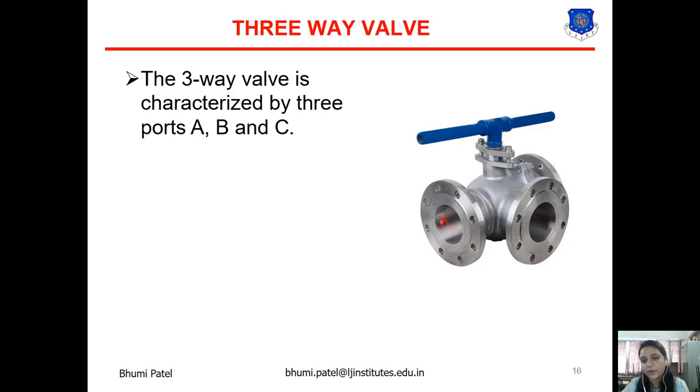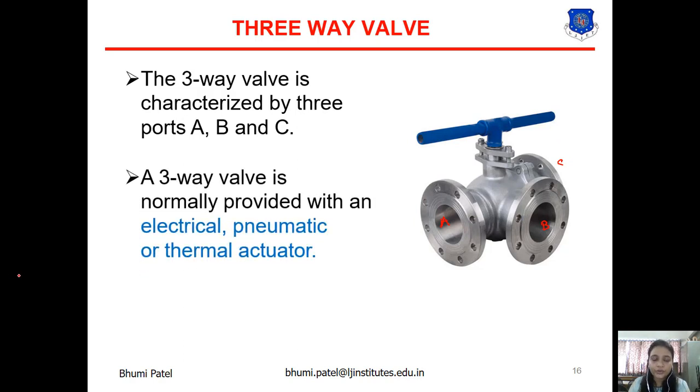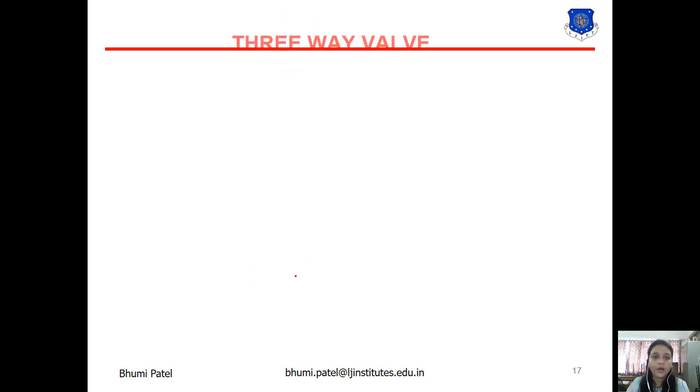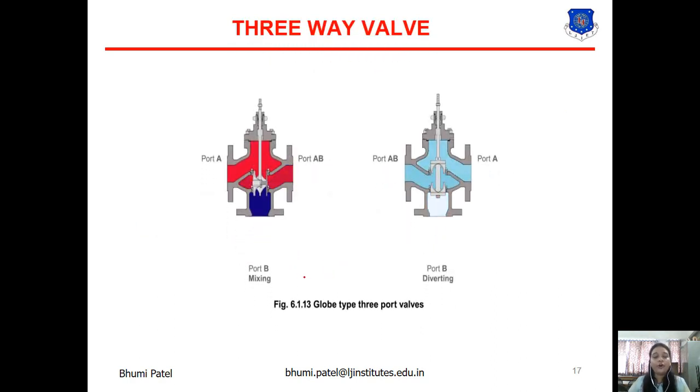Suppose this is port number A, this is port number B, and this is port number C. A three-way valve is normally provided with an electrical, pneumatic or thermal actuator. In the three-way valve, three types of actuator can be connected: electrical, pneumatic or thermal. Now this is the flow, or the working, of the three-way valve.